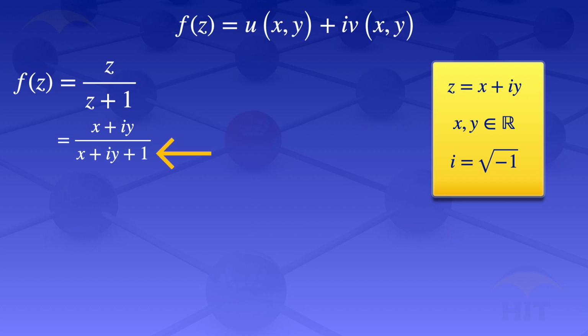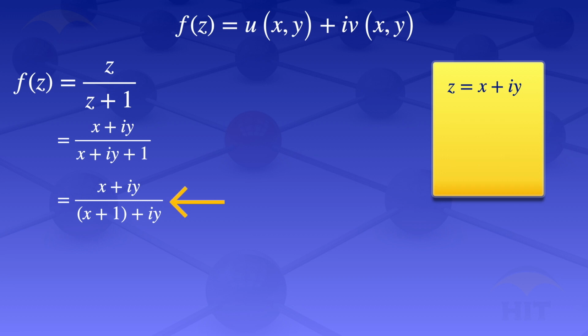Now looking at this denominator, it has real parts and imaginary parts. Of the real parts we have the x and the 1. Of the imaginary part we have the y. So I write the imaginary part on its own and the real parts on their own, and it becomes x + iy + 1 = (x + 1) + iy.